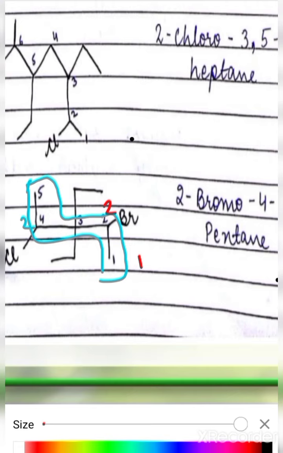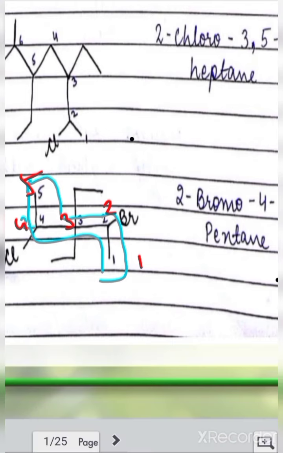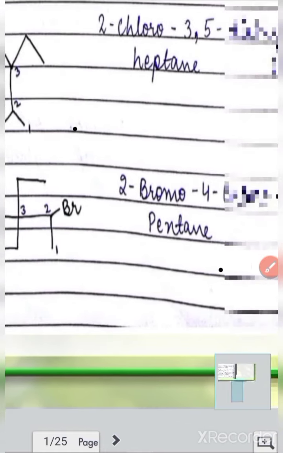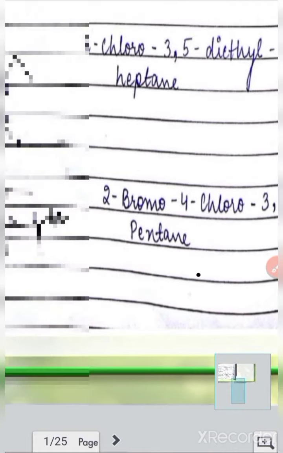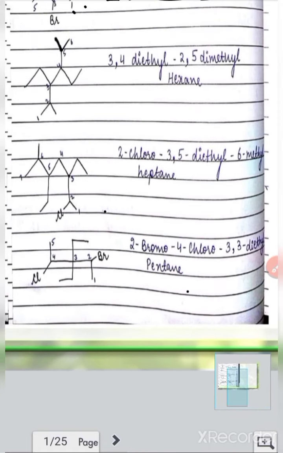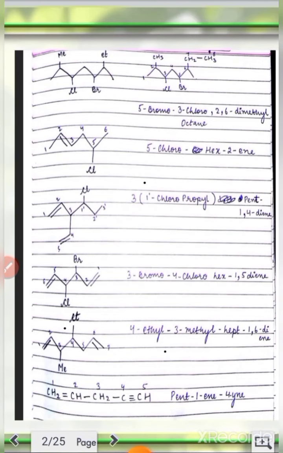One, 2, 3, 4 and 5. So the compound will be 2-bromo, 4-chloro, 3,3-diethyl pentane. 2-bromo 4-chloro 3,3-diethyl pentane. I hope this much is clear. Let's move on to some more examples.